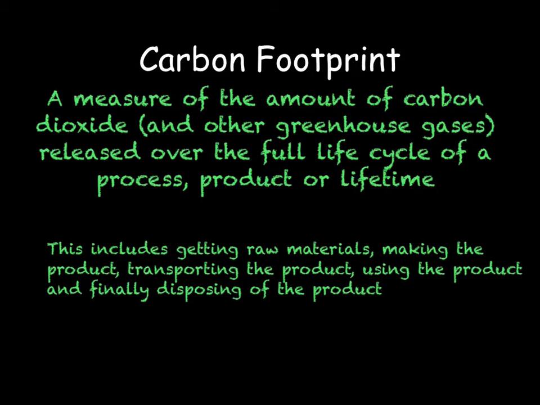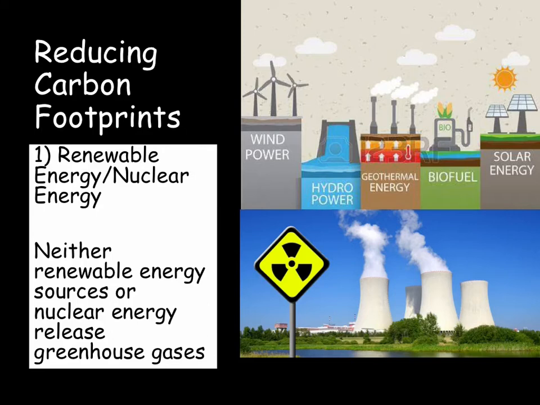So how could we reduce the carbon footprint? The first method we could use is to ensure we're using renewable energy or nuclear energy. This is because neither renewable energy or nuclear energy releases greenhouse gases. Therefore, they have a much lower carbon footprint than using fossil fuels.